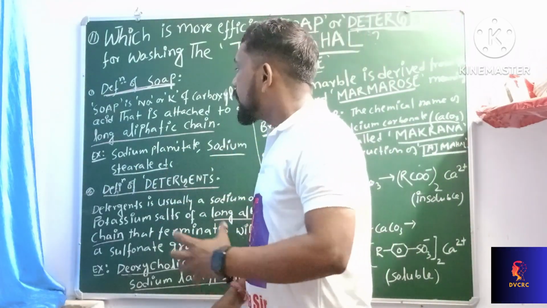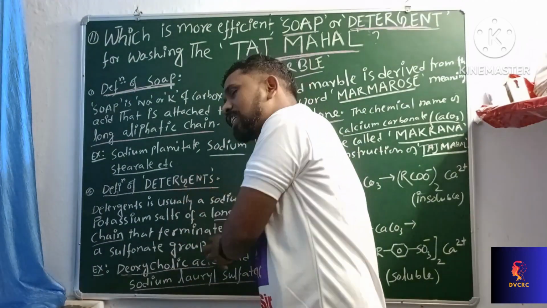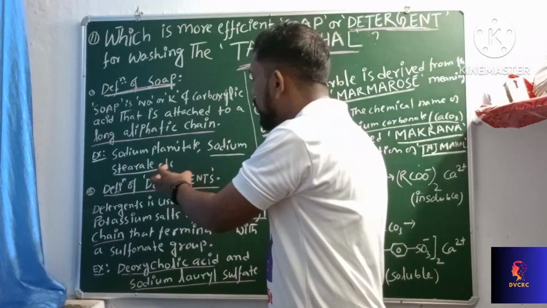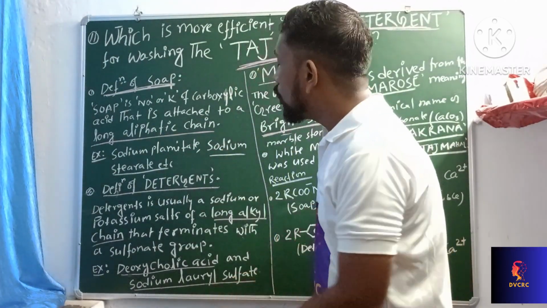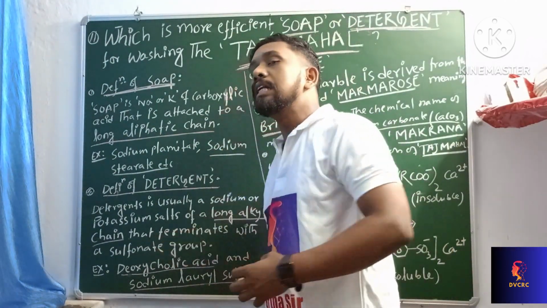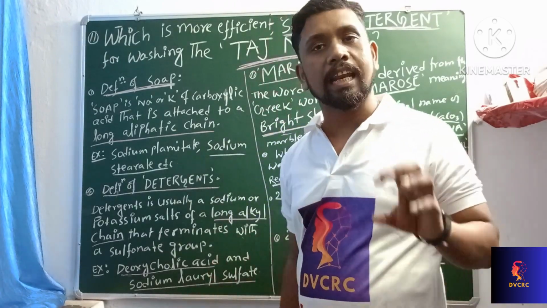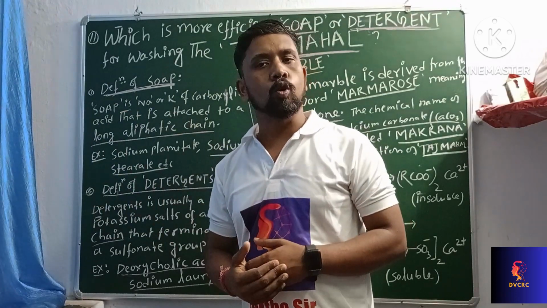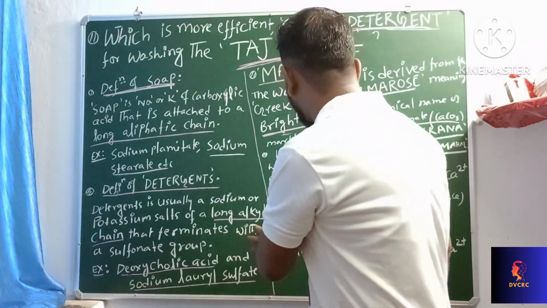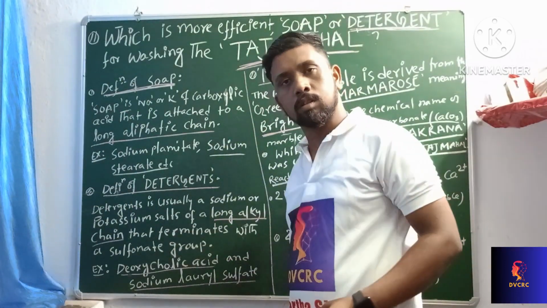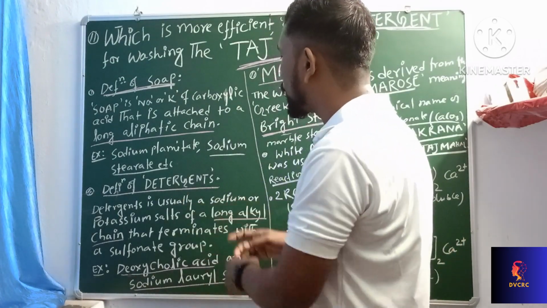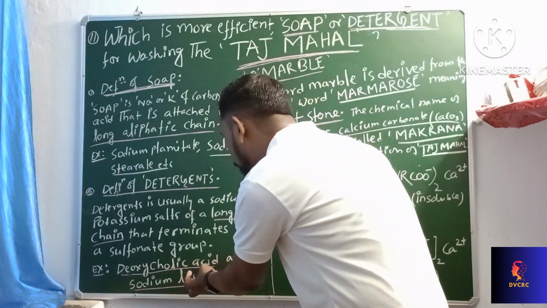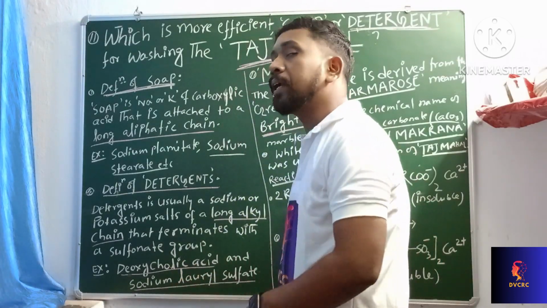And detergent, here also sodium or potassium salts are present, but here not aliphatic, here long alkyl group oriented chains are attached, and at the terminal of the alkyl group chain, sulfonate groups are also attached, and these types of compounds are called detergents. Examples of detergents are deoxycholic acid and sodium lauryl sulfate, etc.